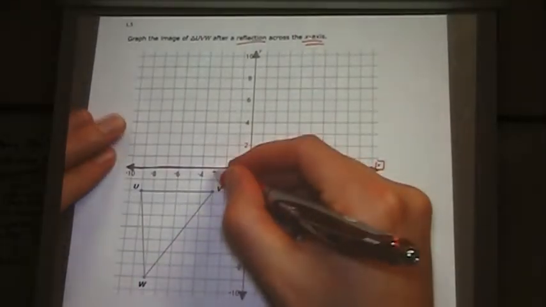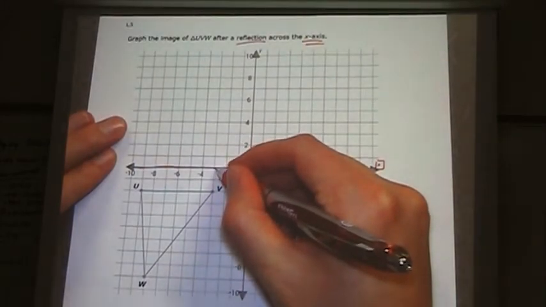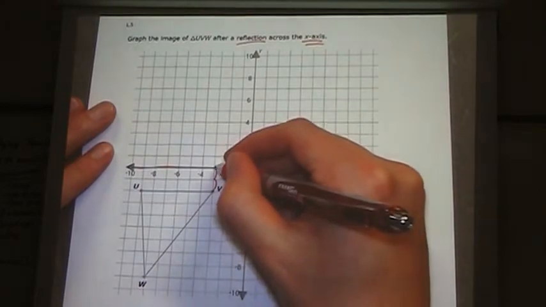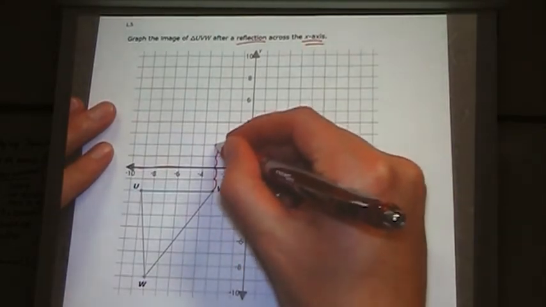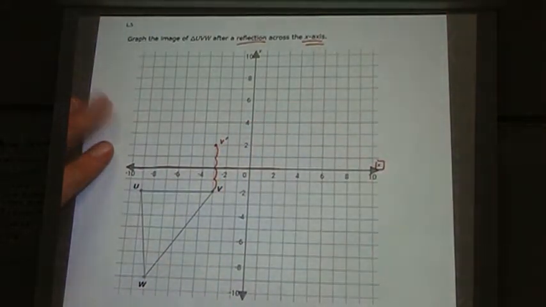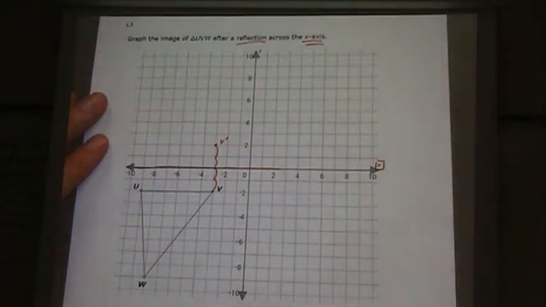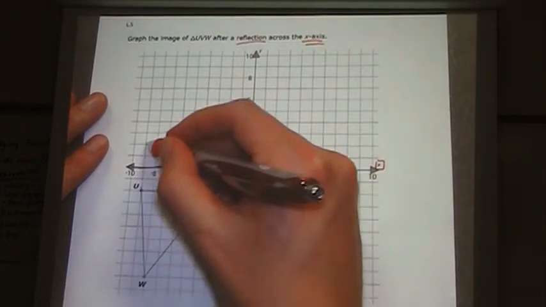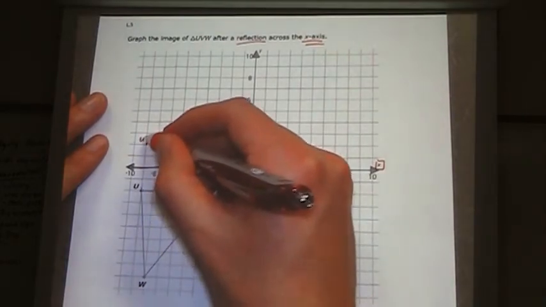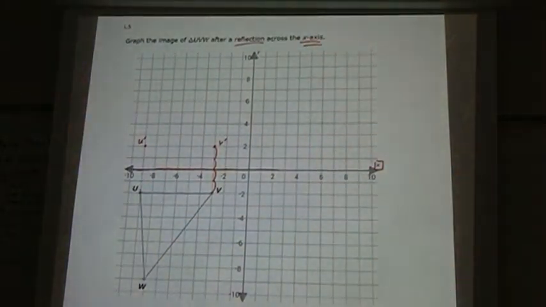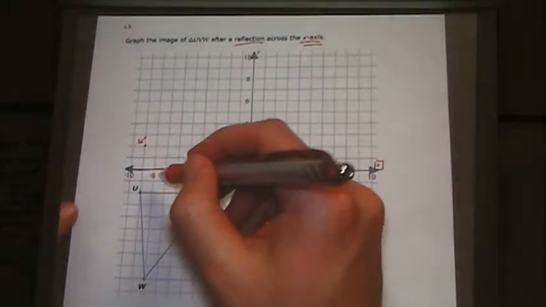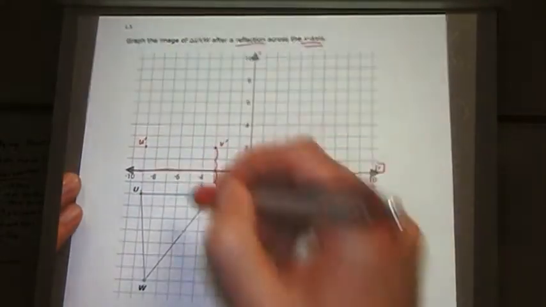What does that mean? That means my points all have to be the same distance from that line. So, from my line of reflection, if I go down 2 to get to V, I'm going to do the opposite. Up 2 to get to V prime. If I go down 2 from the line of reflection, I'm going to go up 2 to get to U. You'll notice I'm only going straight up and straight down. I'm not moving left or right at all here. I'm only moving right across that line of reflection.